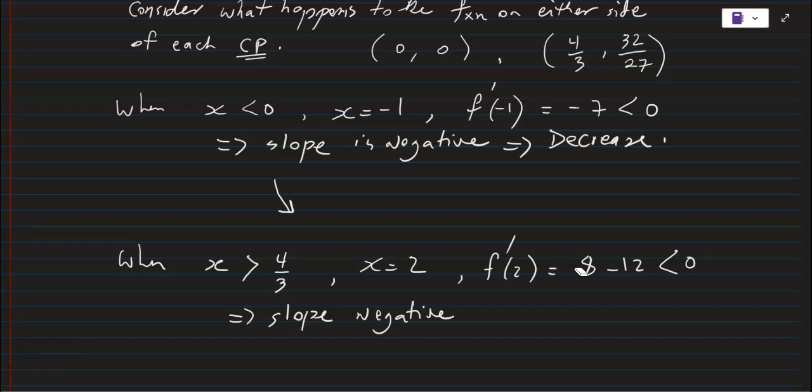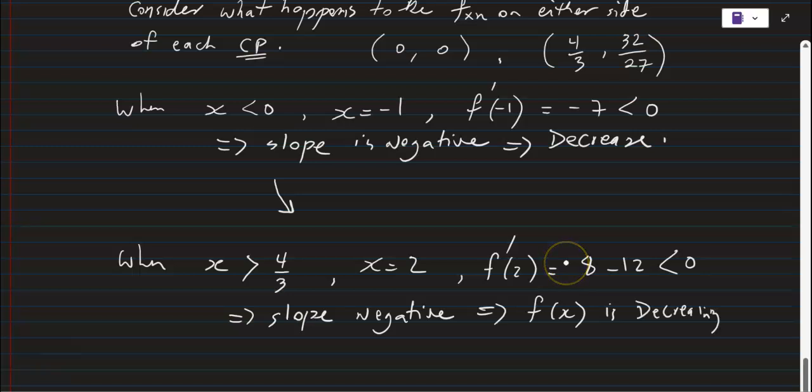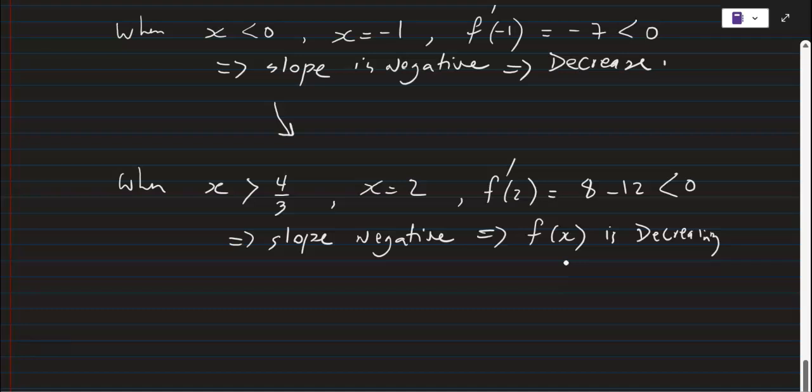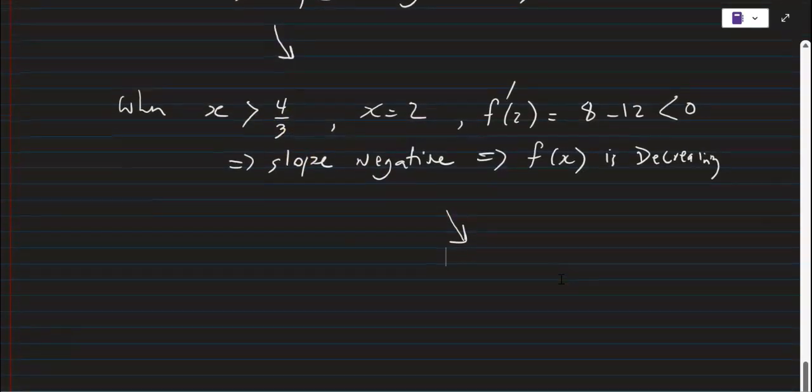And if the slope is negative, that means again the function f of x, or the graph, is decreasing. Okay, so that's very good. So the graph is also decreasing at the end part. So before the first critical value, the graph is decreasing, coming down. After the second critical value, it is coming down. Now let's look at in between the values.